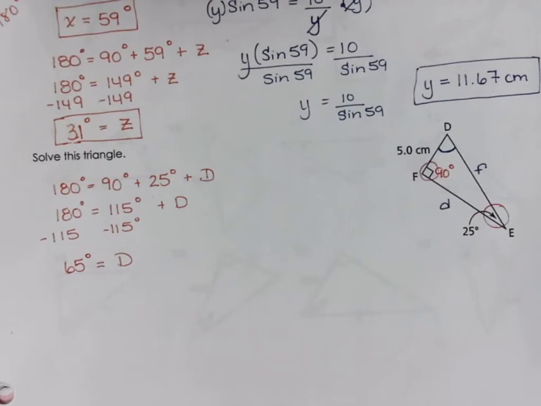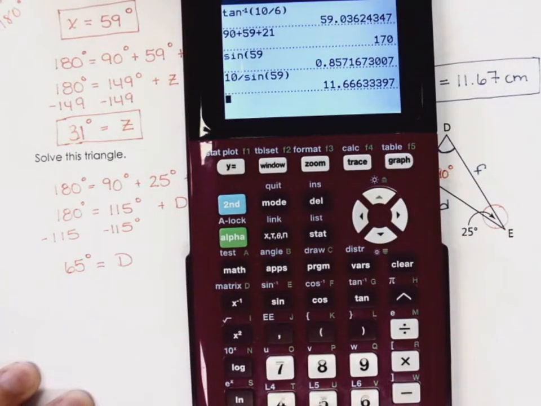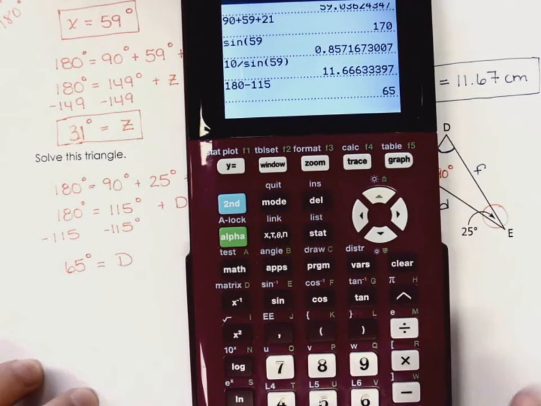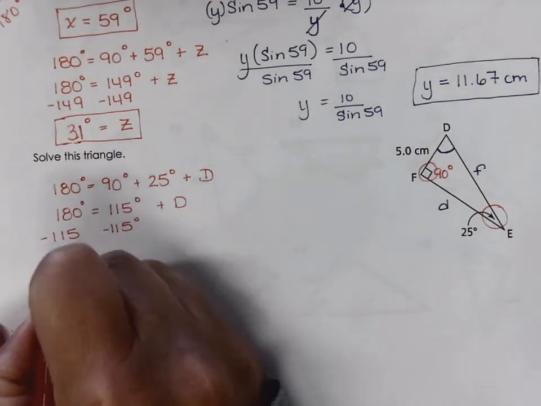Okay, I think I did that one right. But last time I wasn't so sure, so I'm going to double check with my calculator. 180 minus 115, 65. Okay, my mental math is pretty good. So I have my angle. Super good. Done and done.